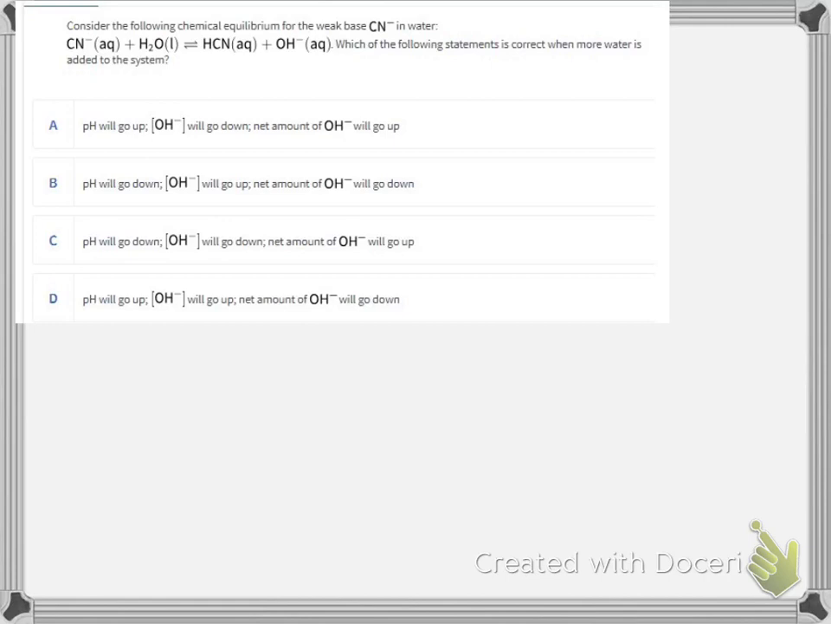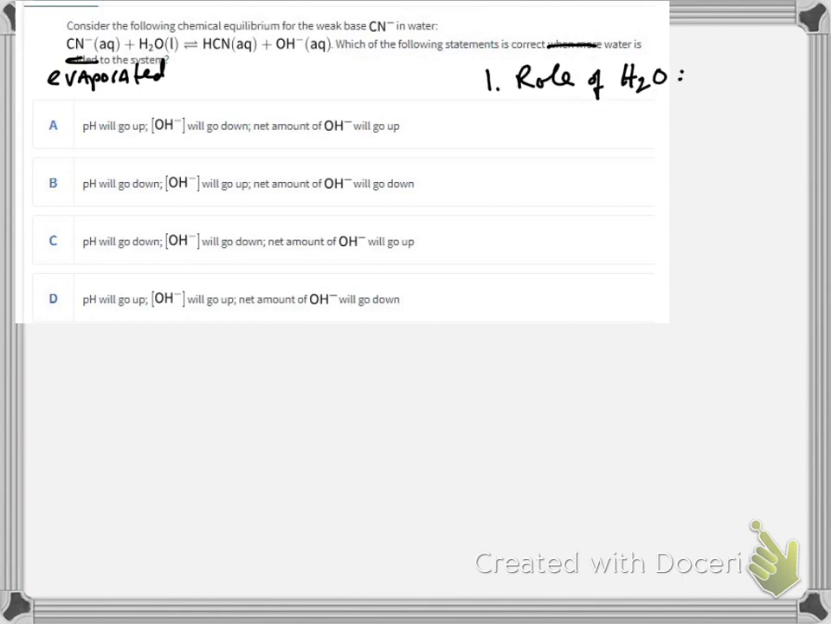Okay, so let's take a look at another problem. Here we have KB. I'm just going to change this problem to just evaporation because we already did water addition. So let's look at the type of problem in which water is evaporated or removed from the system.